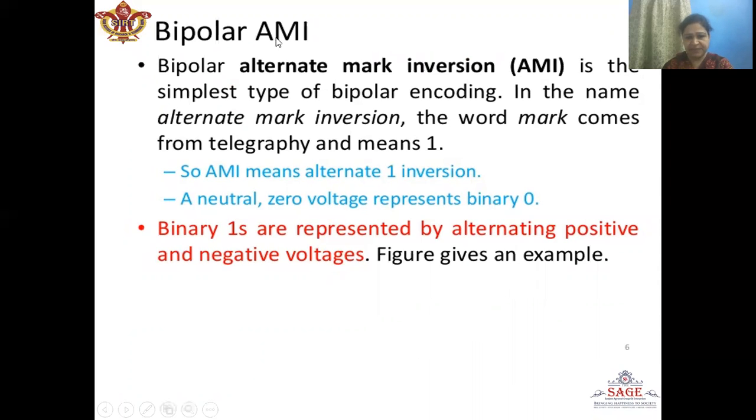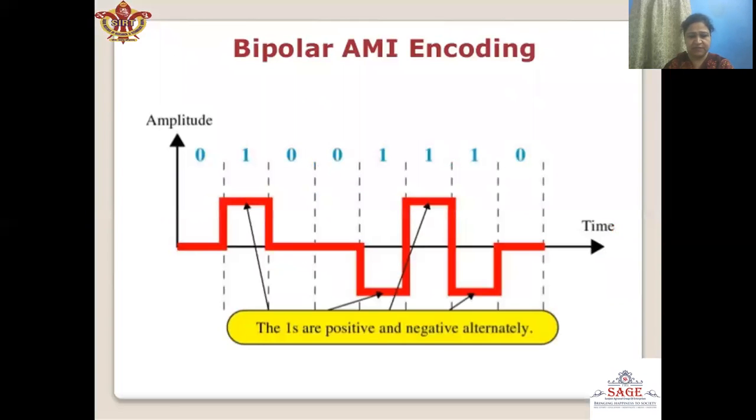As the name says, alternate mark inversion, here the word mark comes from telegraphy and it is used to represent high level, which is 1. So AMI means alternate 1 inversion. Here the 0 voltage is represented as binary 0, whereas binary 1 is represented by alternating positive and negative voltages. Now we can see this in an example which is shown in this waveform.